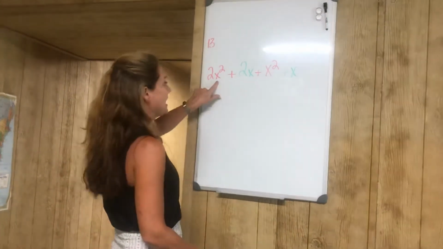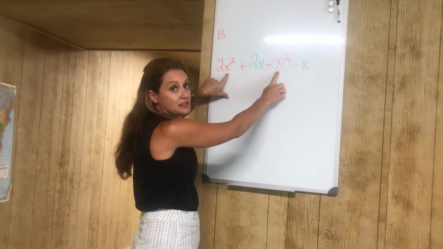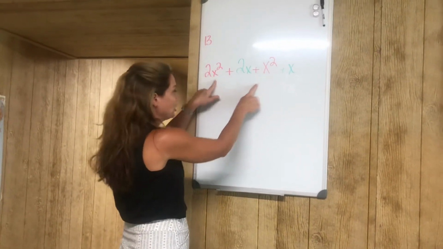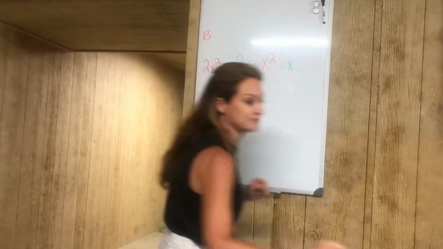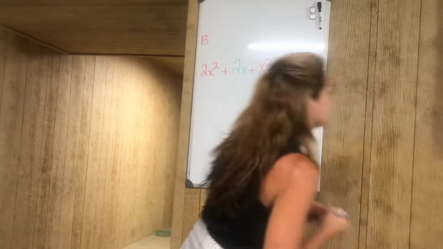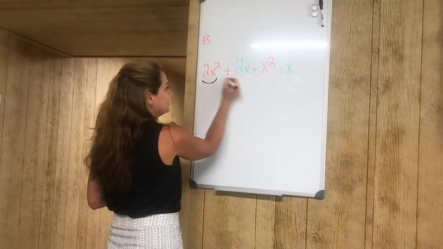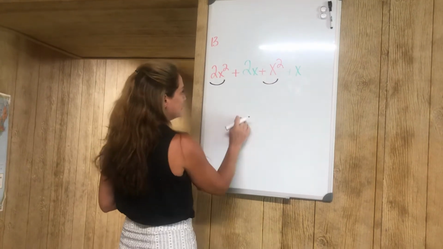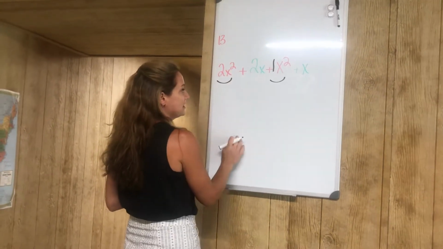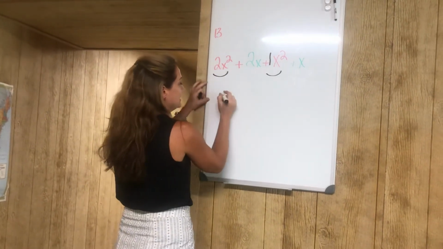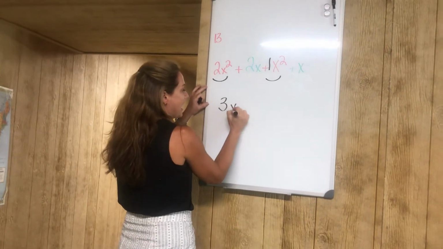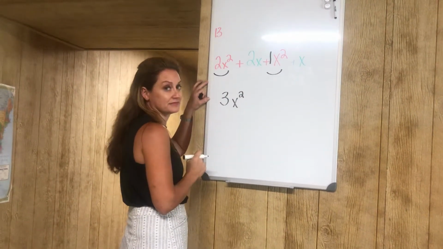I would say x squared and x squared are Oreos. You could put them together. X squared plus x squared, remember there's the imaginary 1 there. 2 plus 1 is 3x squared.